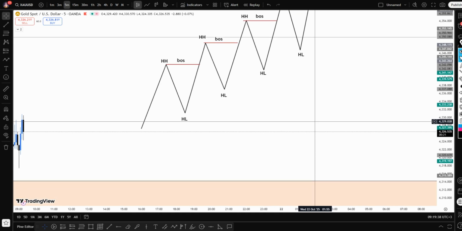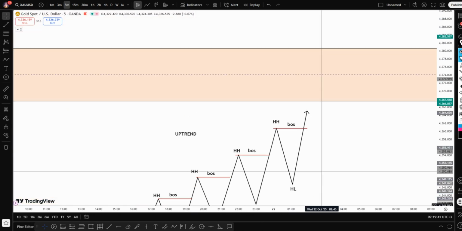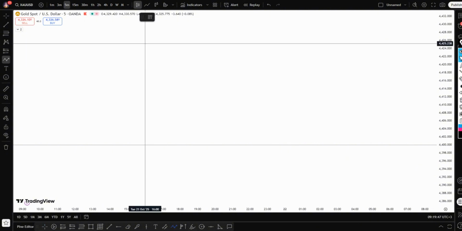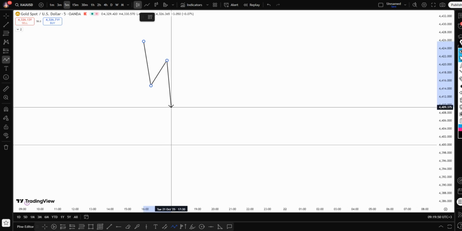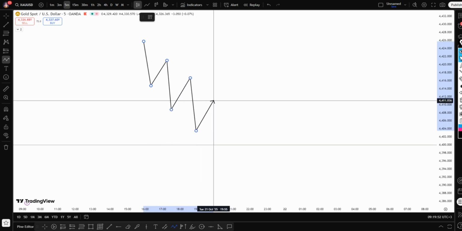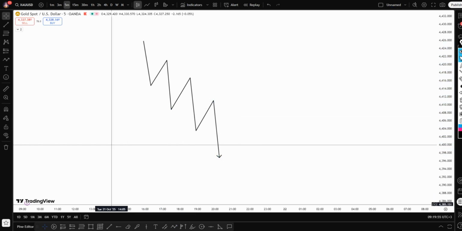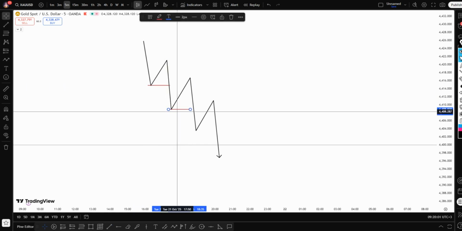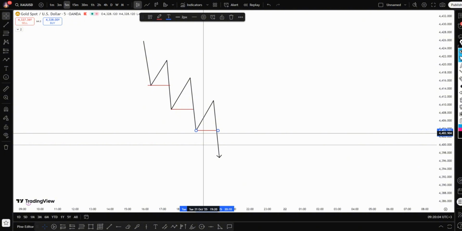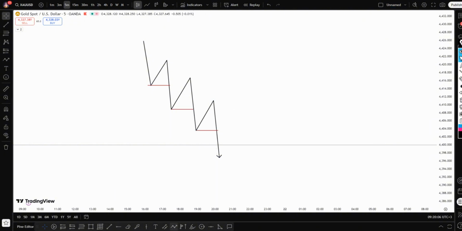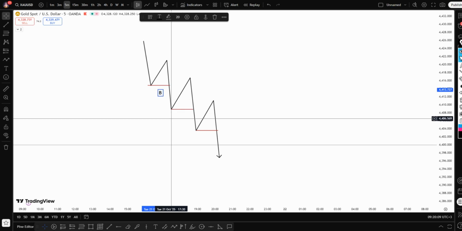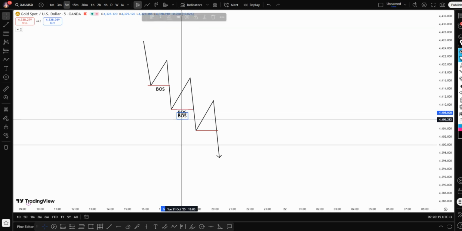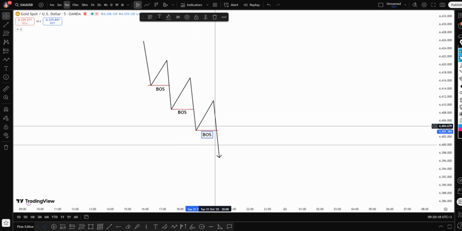And then you have a downtrend. A downtrend is the inverse of an uptrend. It is characterized by price making lower lows and lower highs. In a downtrending market, this right here is the break of structure. When price breaks the low that was created, that becomes our break of structure. Now that's another break of structure and another break of structure right there.